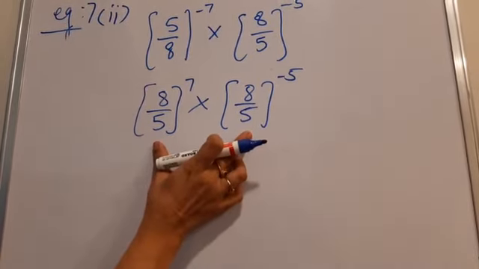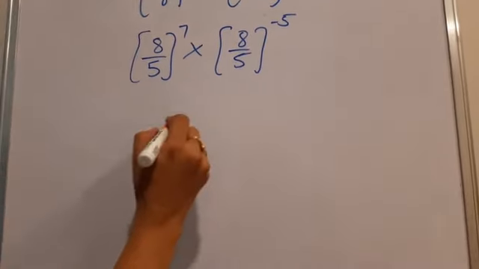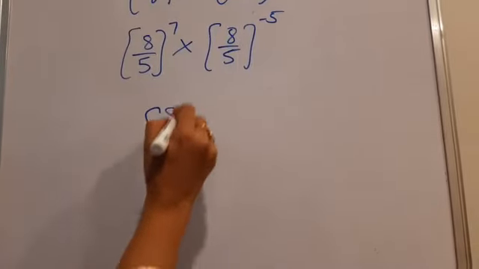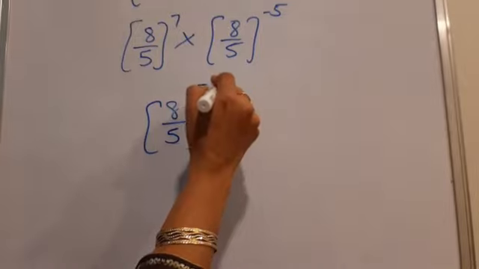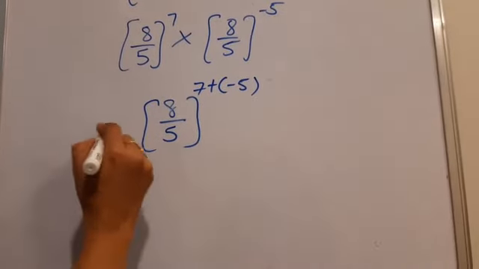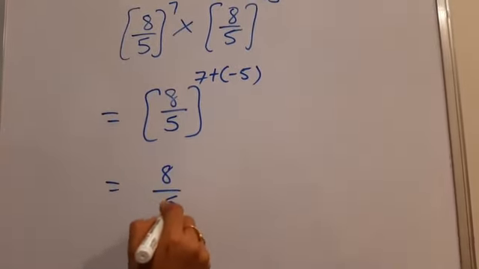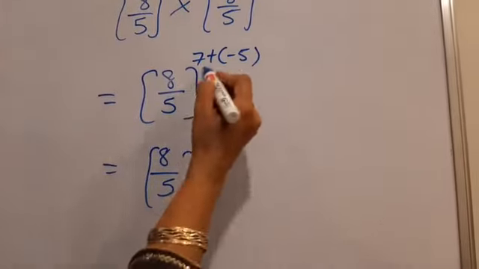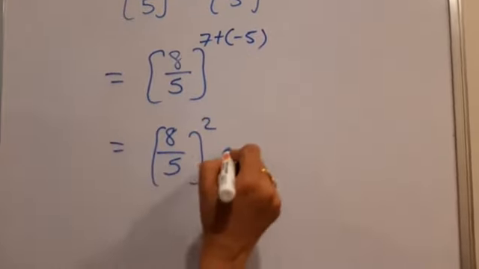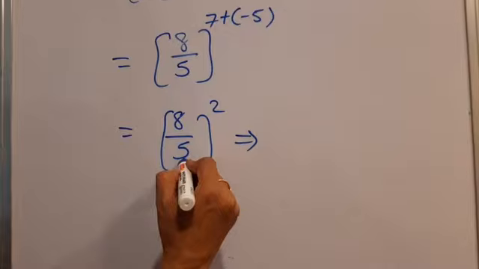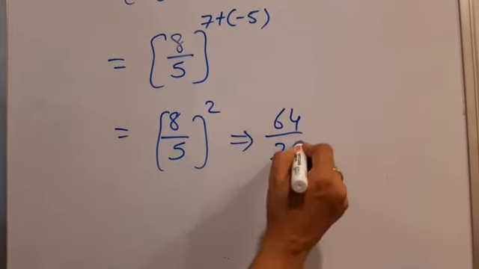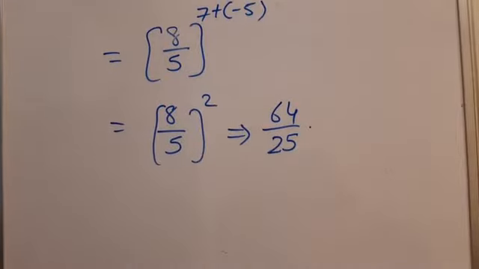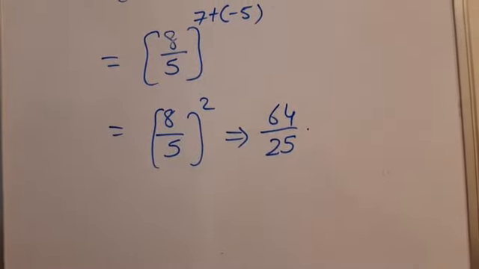See here, now the bases are same. So the powers will be added. What will be the result now? 7 minus 5 will become 2. Now 8 square upon 5 square. 8 square will be 64 and 5 square will be 25. This way also we can do this example.